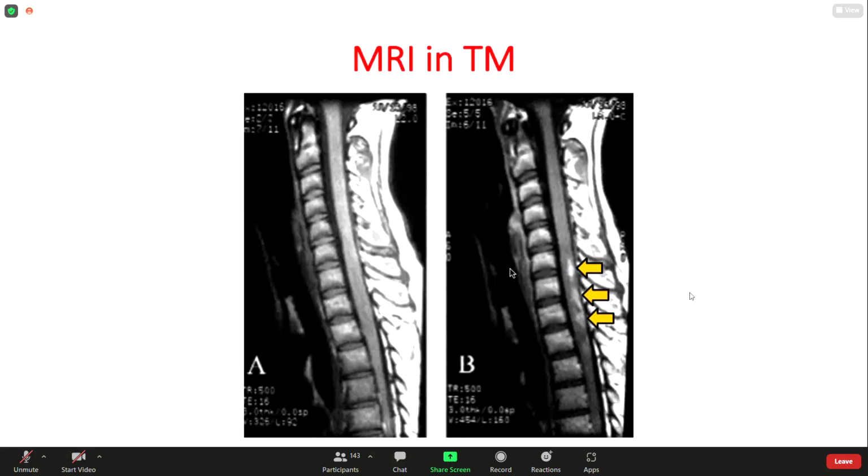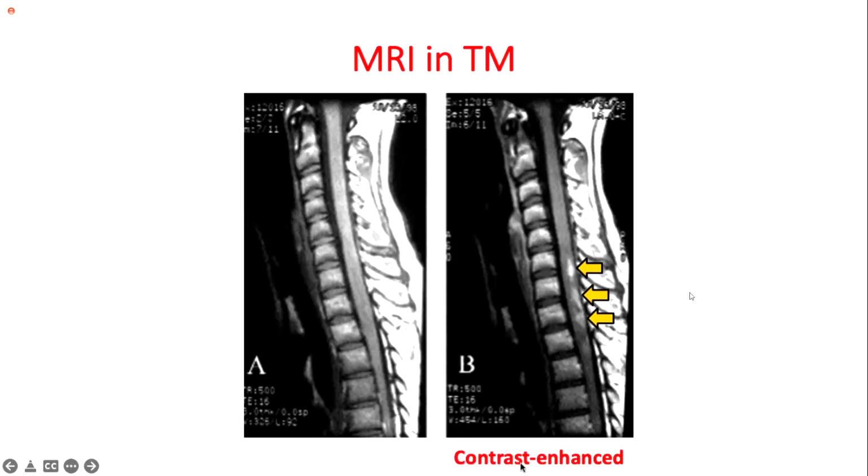Now, why is it different between A and B? The difference is it's contrast enhanced. I have told you this before several times when we did CNS infections, when we did TB. If you are looking for infection, inflammation, or tumors, you must always give contrast. Now, you can see this is the same patient done at the same time, how easy it is to miss the lesion.